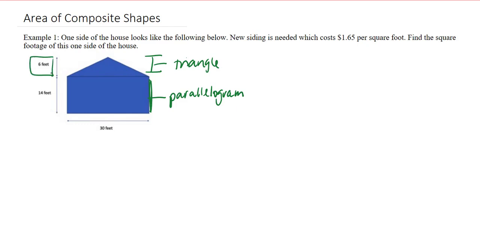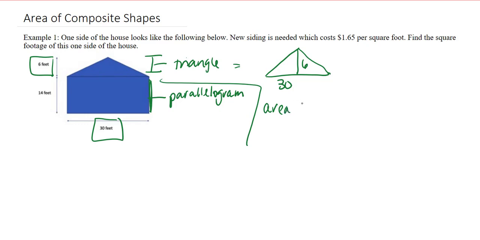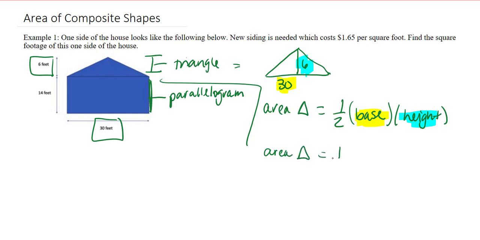So we have 6 feet and 30 feet. So let's go ahead and just rethink this. So we have 6 and this is 30. Well, to find the area of a triangle, it's going to be 1/2 base times the height. So let's go ahead and fill this in. So the base is going to be this 30, and then the height is this 6. So area of the triangle is 1/2, 30, and then the height, which is 6.